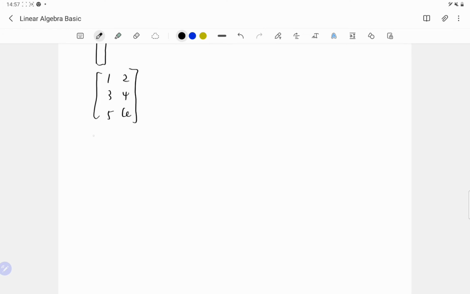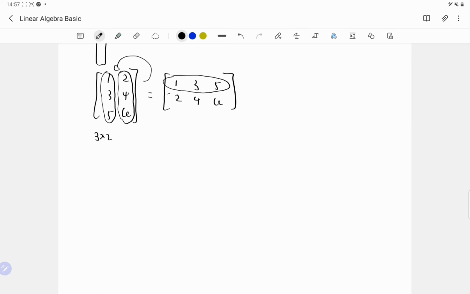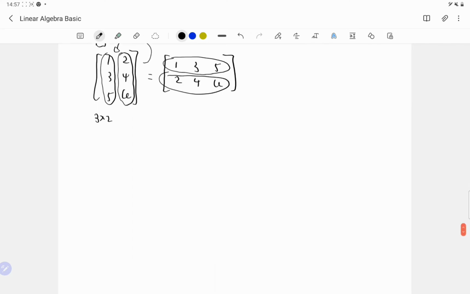What's the size of this? 3 by 2. Correct, 3 by 2. When you transpose this, just imagine it to rotate. Now it becomes 1 2 3, 4 5 6. So you can see the 1 3 5 becomes the row, and 2 4 6 becomes the row. When you have this 3 by 2, the transpose size would be 2 by 3.